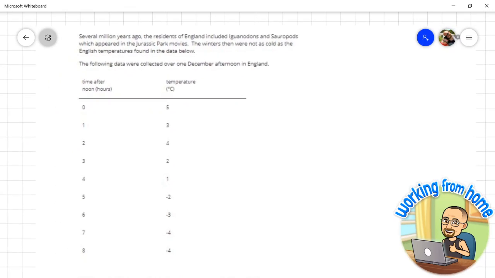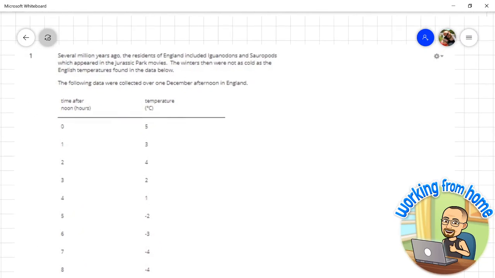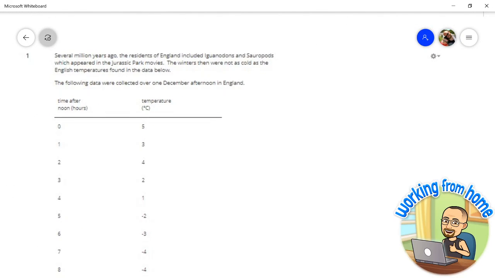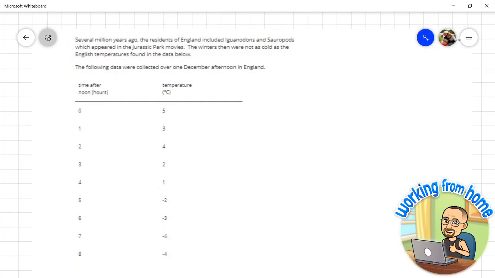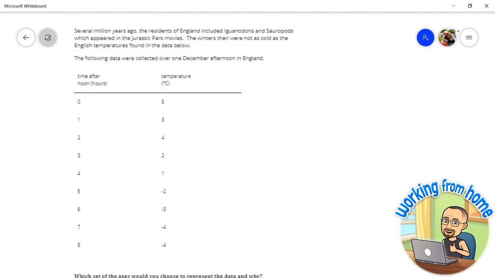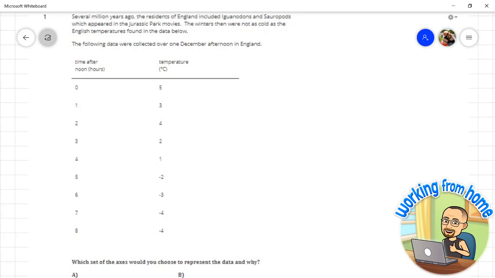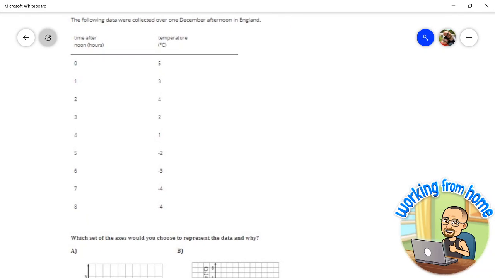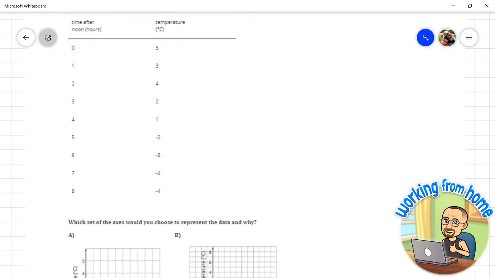Okay, then we get into the meat of it. So this is number 1. It says, several million years ago, the residents of England included iguanodons and sauropods, which appeared in the Jurassic movies. The winters then were not as cold as the English temperatures found in the table below. The following data were collected over one December afternoon in England. Okay.